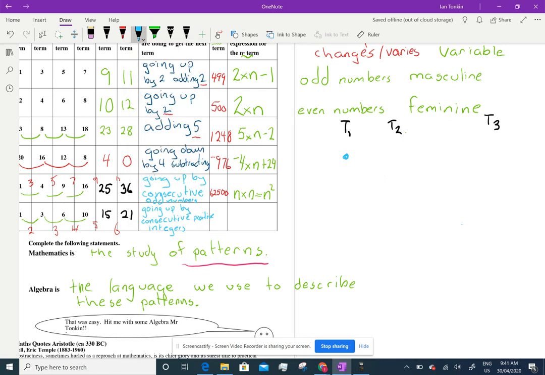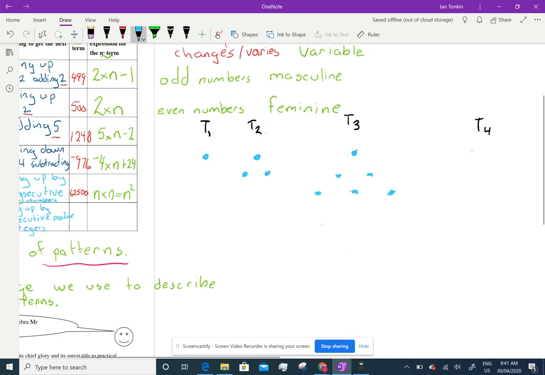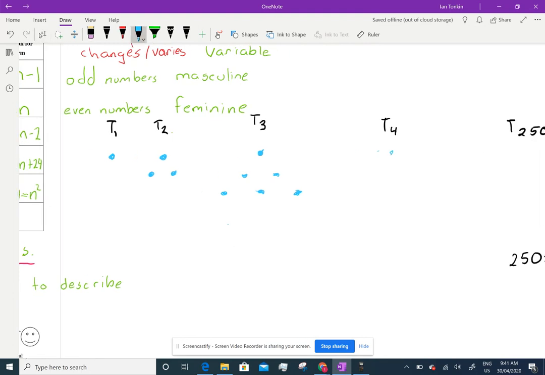So again, the first number in the pattern is a dot. The next number in the pattern is 3 dots. The next number in the pattern is 6 dots. And pretty soon you can see what sort of shape we've got here. The next number in the pattern, and you can see we've got triangles.